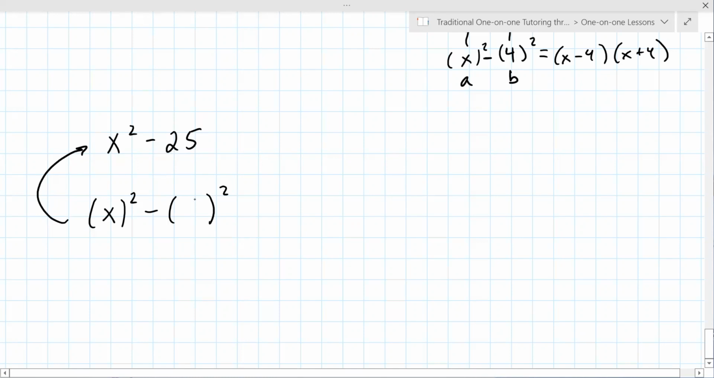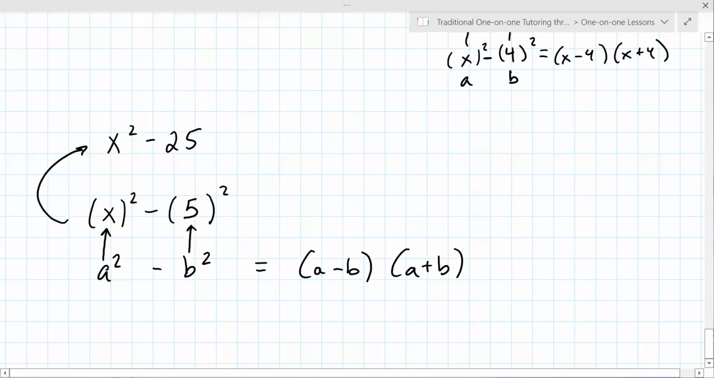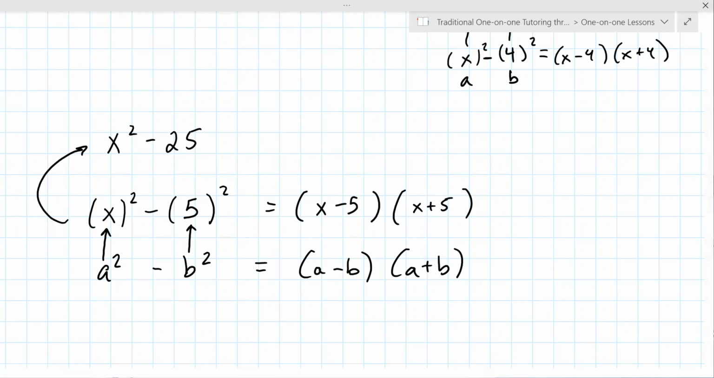5. Okay. So now it's like, well, what's the formula? I'm going to write it below here. A squared minus b squared becomes a minus b, a plus b. In your problem, a is x and b is 5. And what you do is you use those values, use x for a and 5 for b here. x minus 5, x plus 5.